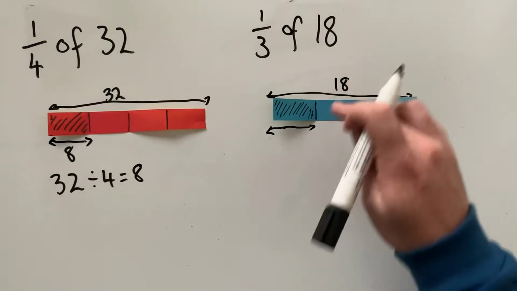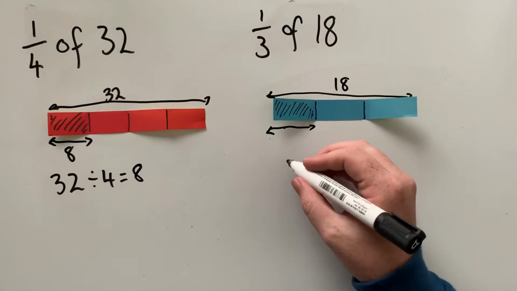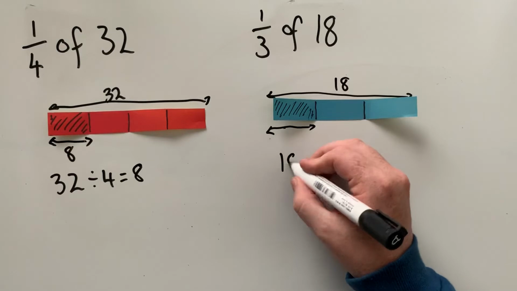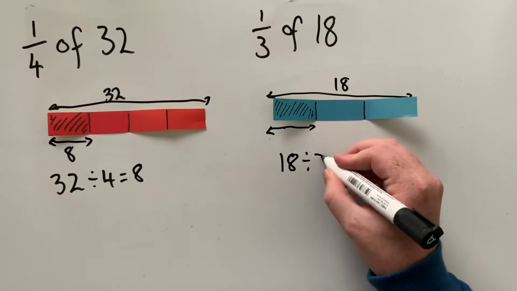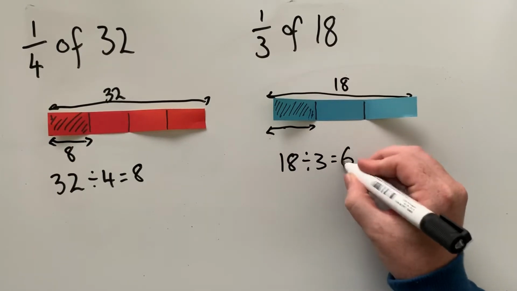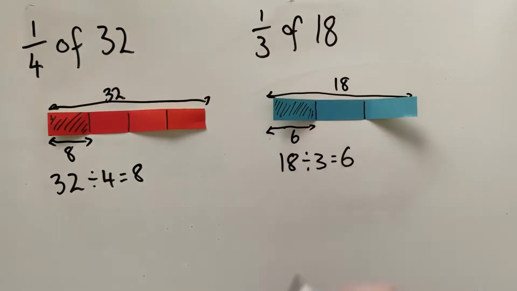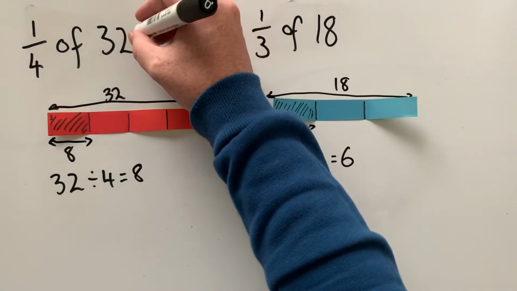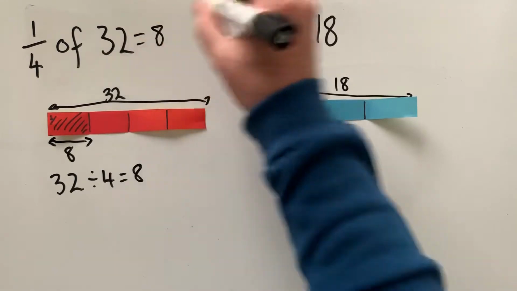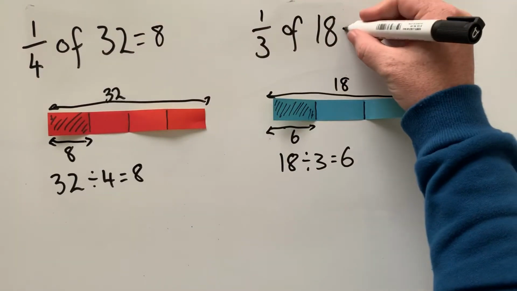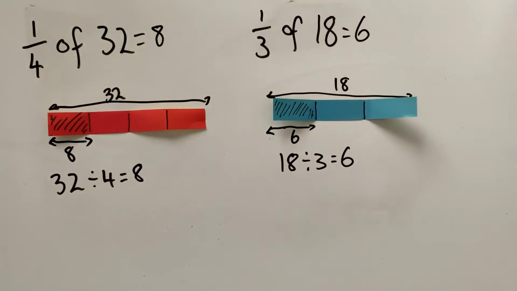So now we've got the total, we've got the number of parts. So 18 divided by 3 equals 6. So 6 in each group. So 1/4 of 32 was 8, and 1/3 of 18 was 6.